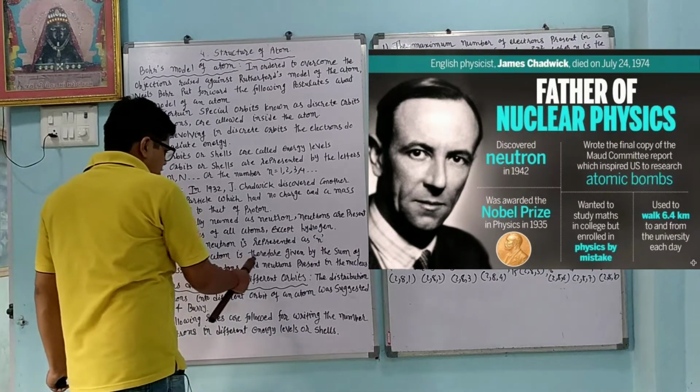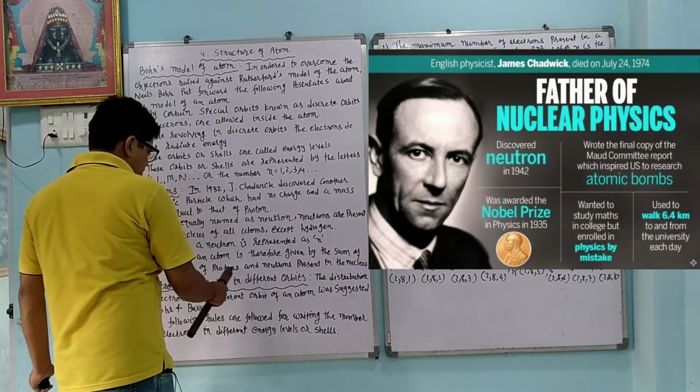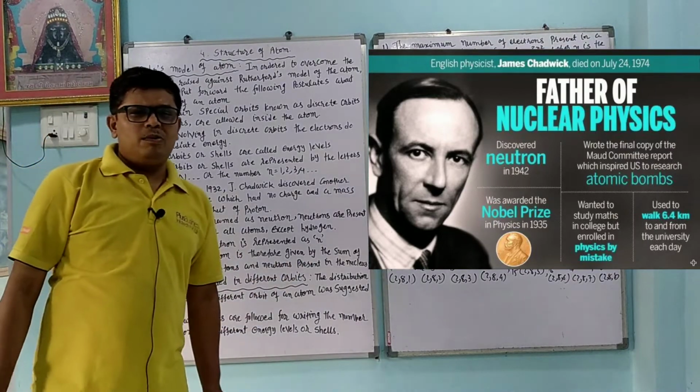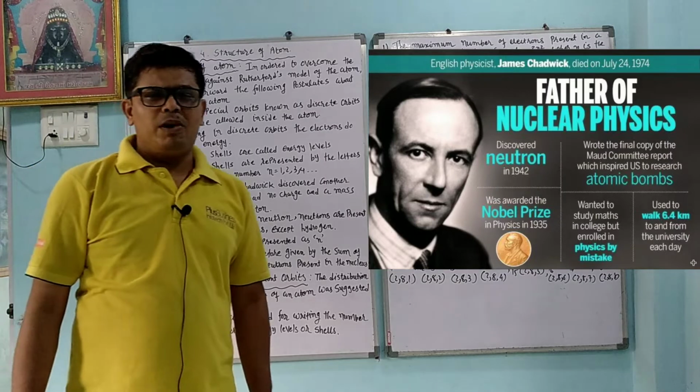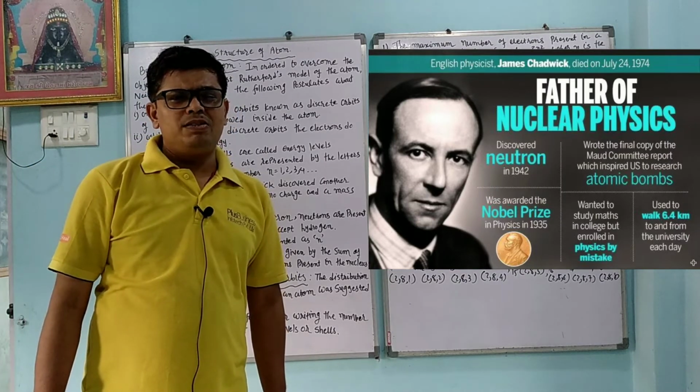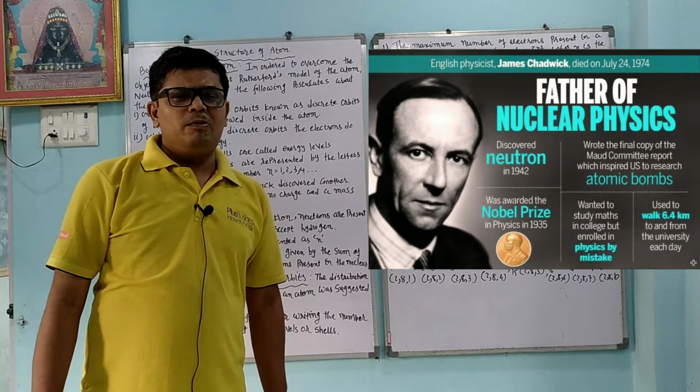The mass of an atom is therefore given by the sum of the masses of the protons and neutrons present in the nucleus. So whenever we have to calculate the mass of any atom, we would calculate mass of proton plus mass of neutron plus mass of electron, but we are avoiding the mass of electron.